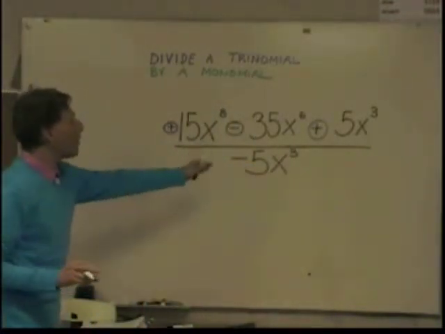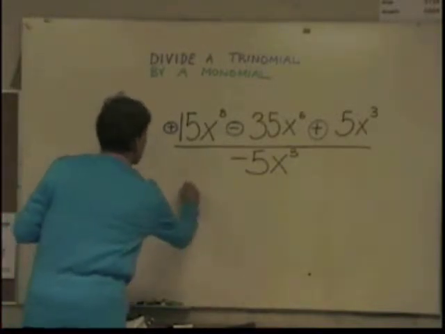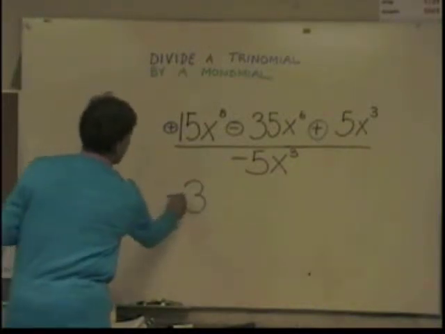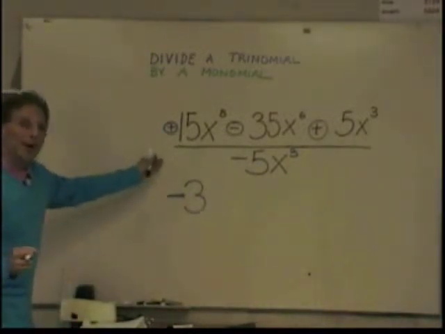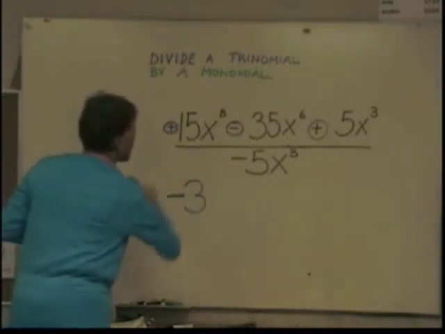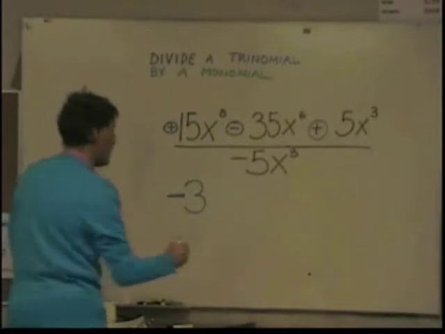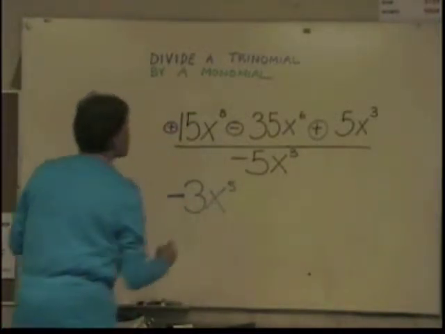So 15 divided by 5, regular division for the big numbers, will be 3. And unlike signs, or because there's a negative, that top sign, which was no sign but that meant plus, becomes negative. x^8 divided by x^3. Remember, you subtract your exponents when you divide, so 8 take away 3 is 5.